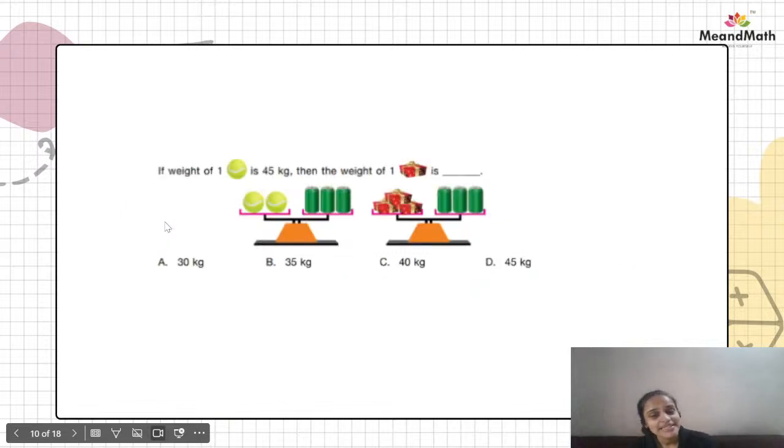Okay, but let's see this third question, whether Trijal is able to answer. It reads: if the weight of one ball is 45 kgs, then what is the weight of one gift box? So let's see whether Trijal is able to crack this and give me the correct answer.